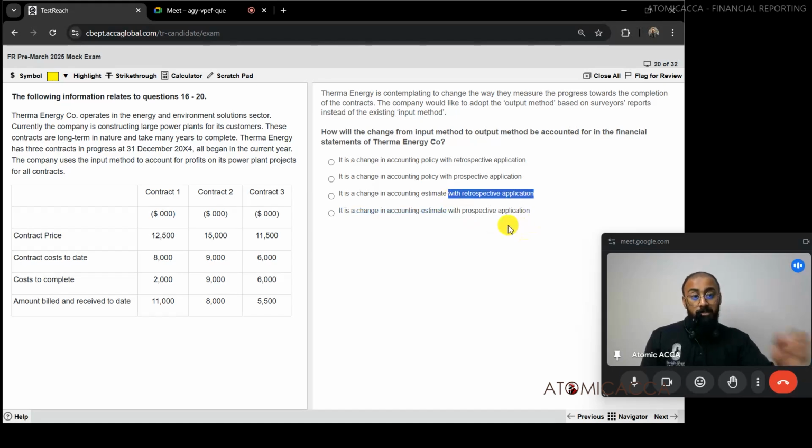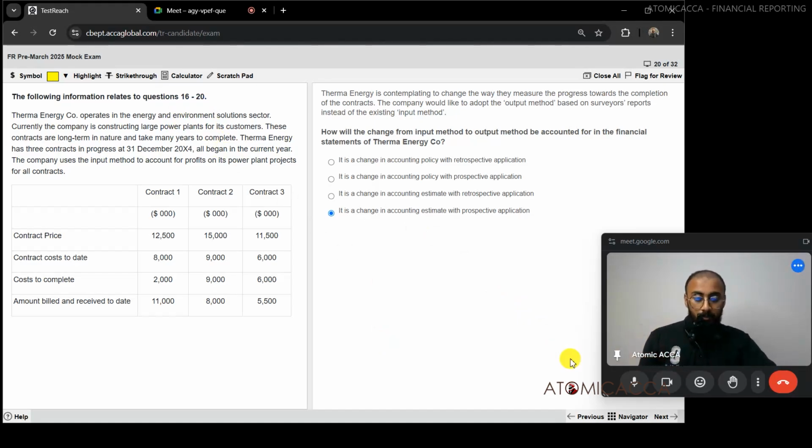What does retrospective mean? You have to change the past. Whatever you have recorded previously, you have to go and change that. Now that is not to be done over here. You just have to see in the future years, based on the progress completion and percentage changes, and just make those adjustments. So it is a change in accounting estimate with prospective application. With this, we are done with case study number 1. That's questions 16 to 20. Let's move to question number 2.